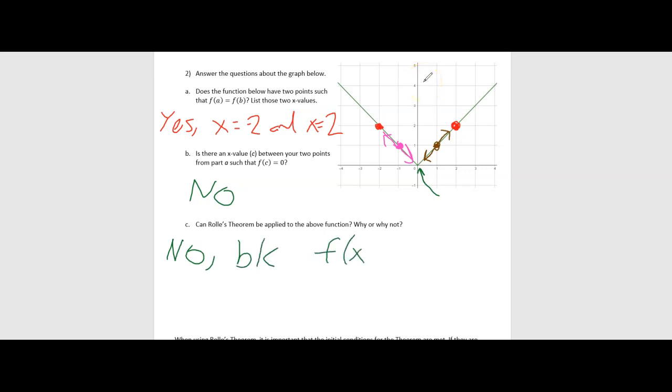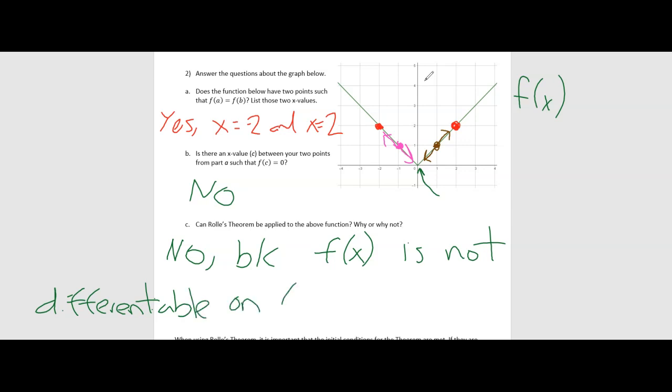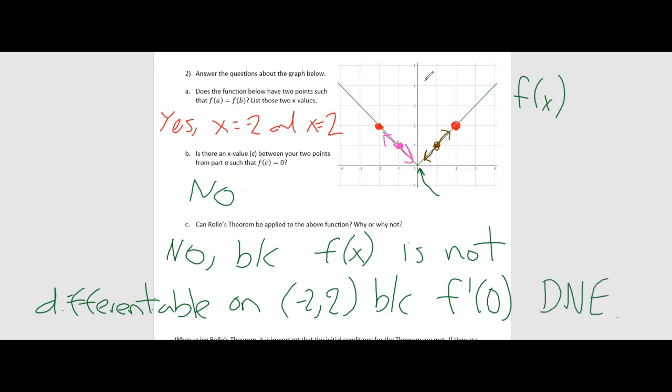because f of x, or whatever we want to call this function, we'll call it f of x though, is not differentiable on -2 to 2 because f prime of 0 does not exist. Right? And there are a couple different ways you could state that. You could say it's not differentiable at x equals 0, rather than saying f prime of 0 does not exist.